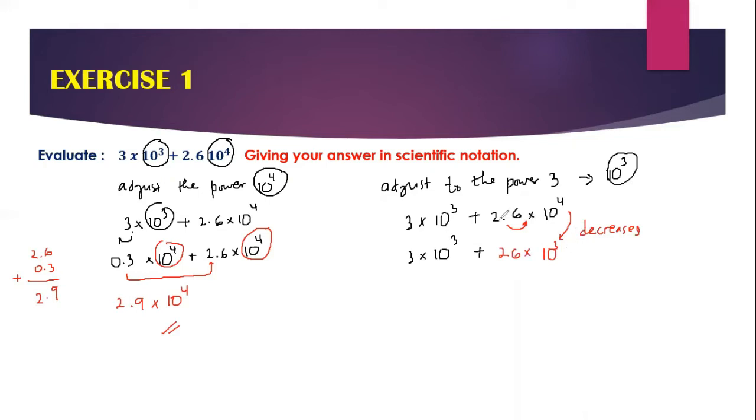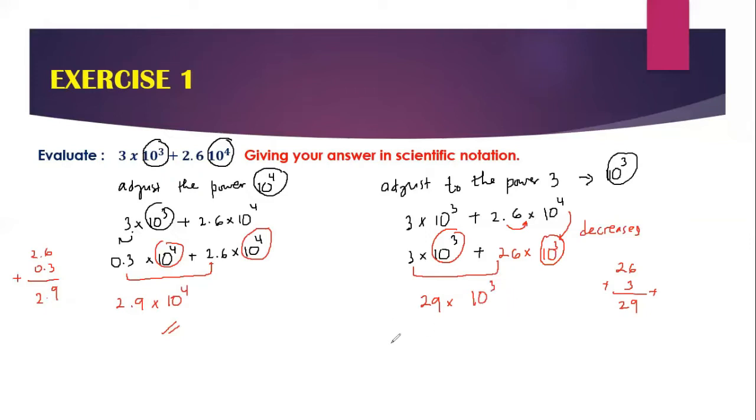Yes, students? Now we have the same exponent. So we are going to sum up the coefficients. 26 plus 3 got 29. So here is 29 times 10 to the power 3.